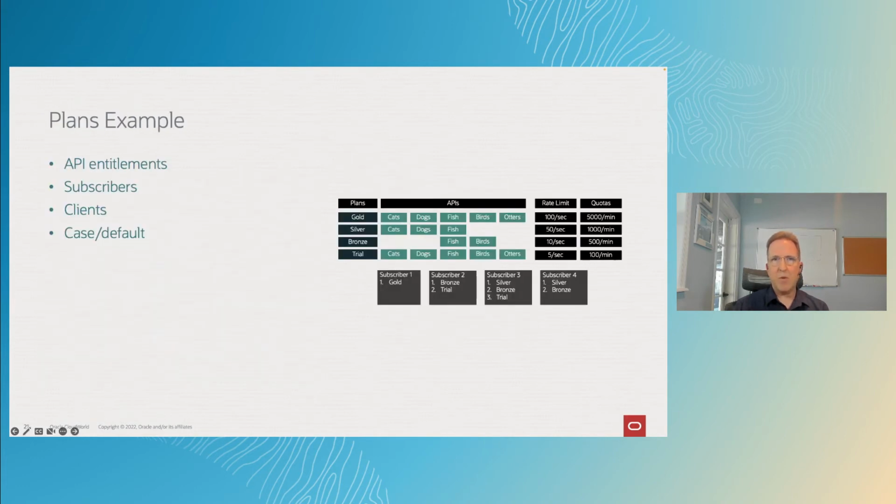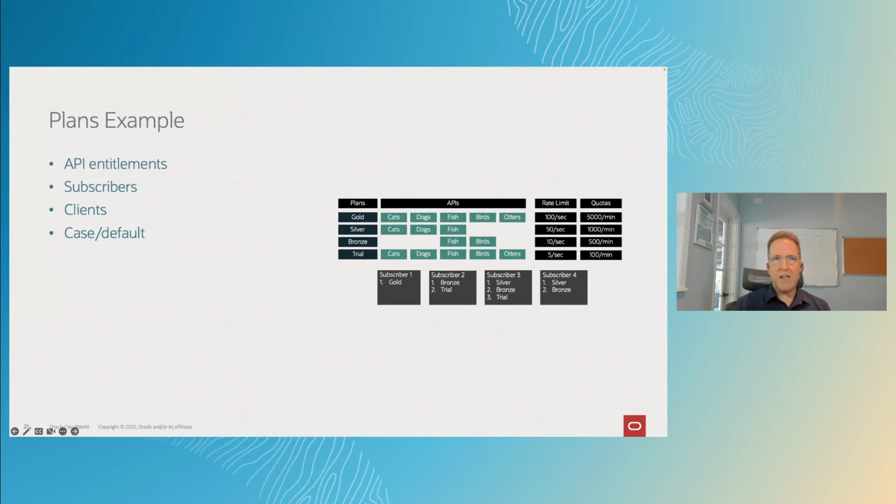So let's go ahead and get into an example about plans and how they work. First and foremost, I've created 4 plans: bronze, silver, gold, and trial. Now, you can call them anything you want; this is just for an example. I have a number of APIs that are entitled to those plans, and I also have rate limits and quotas. So for the gold plan, I've defined a 100 requests per second rate limit and 5,000 requests per minute, and I've entitled these APIs, basically paying homage to the Swagger pet store example. So I have cats, dogs, fish, birds, and otters.